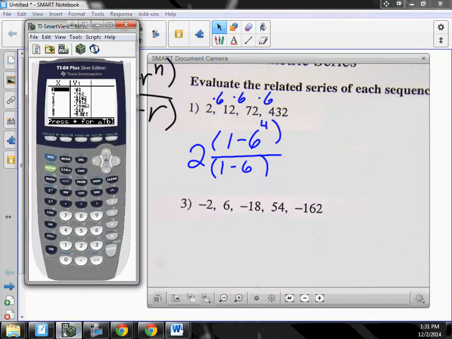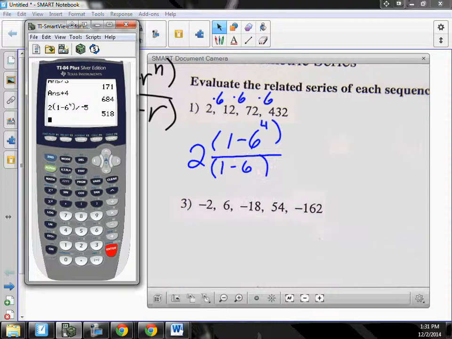So in my calculator, 2 times 1 minus 6 raised to the 4th, divided by, well, you could do 1 minus 6, but what is 1 minus 6? Negative 5. And I get 518, which is exactly the same thing I would get if I added those numbers together. So that first set is super easy.